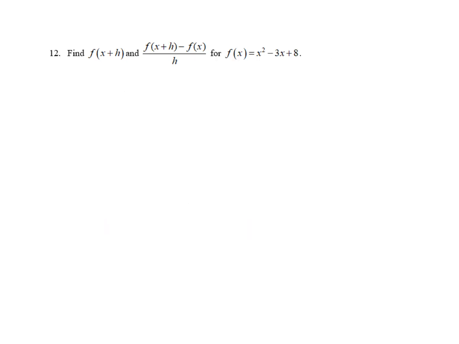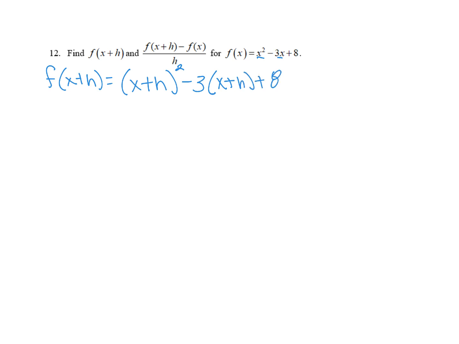Just so you know, your difference quotient doesn't always result in a single numerical value. So let's work this example so we can see that it doesn't always result in just a number. The first thing we're going to do, as before, is f of x plus h. My function is f of x equals x squared minus 3x plus 8, and I'm going to change the x's to x plus h. So that means I'm going to have x plus h squared minus 3 times x plus h plus 8.